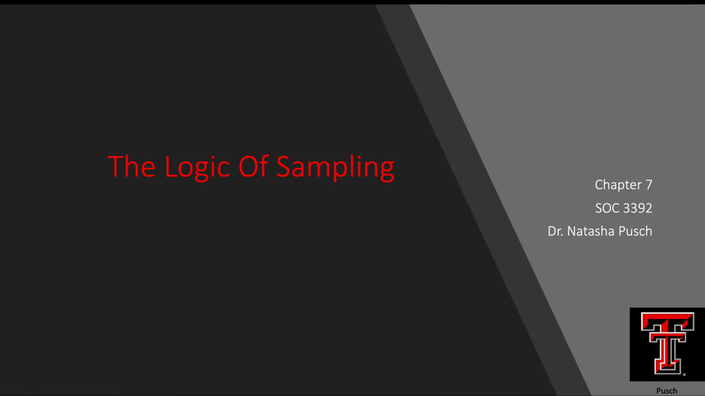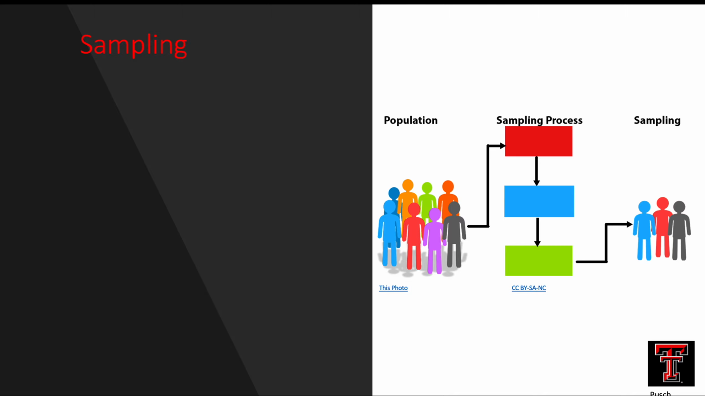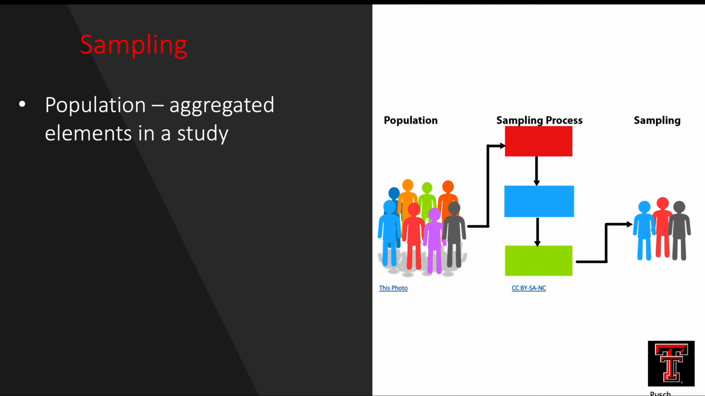Chapter 7 of Sociology 3392, Sampling. So, why do we sample? If we're doing a survey, we don't want to ask every single person in a population.